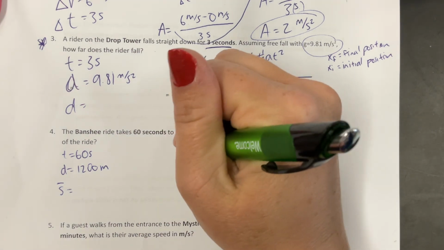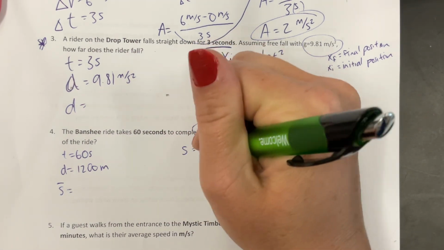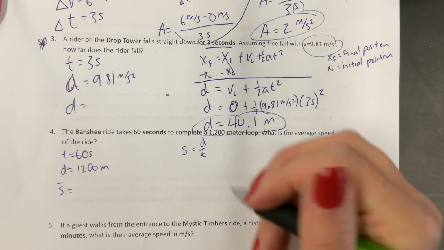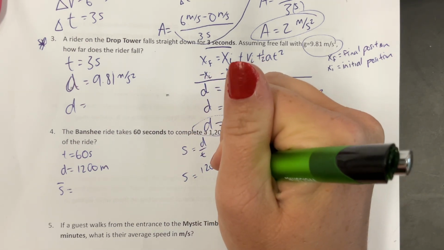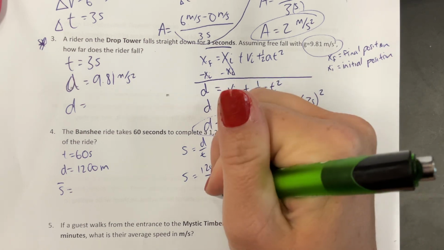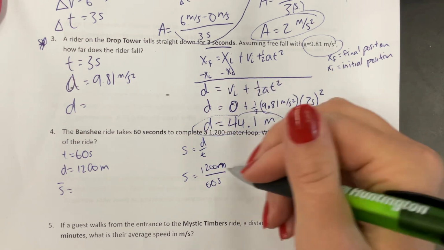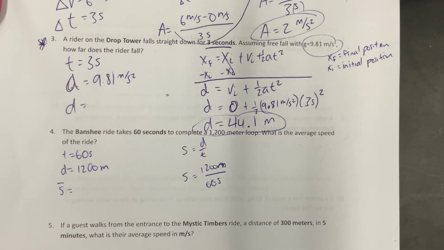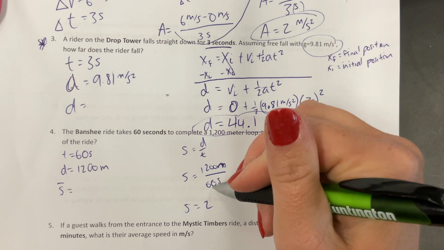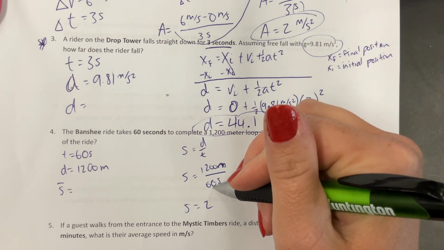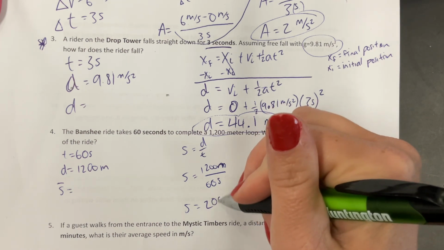So speed for us is going to be our distance divided by time. Well, our distance was 1,200 meters, and our time is 60 seconds. So when we divide those two, that's going to be what? Those cancel out. It's going to be what, 200?